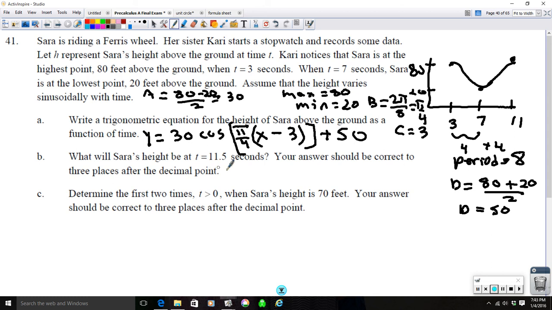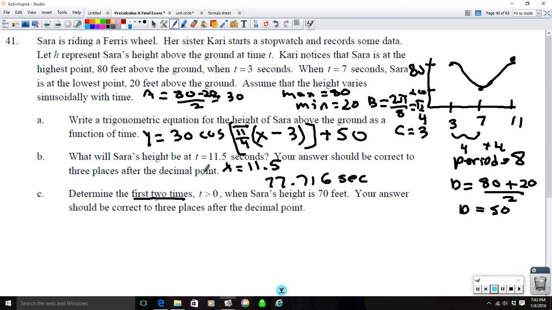All right, at 11.5 seconds, you're probably going to have to change your table in your calculator to go up by 0.5s. So you go to second, table set, and change how much it goes up by to 0.5. And when you do that, you go to where x is 11.5 in the table of values at second graph, and y is going to be equal to 77.716 seconds.